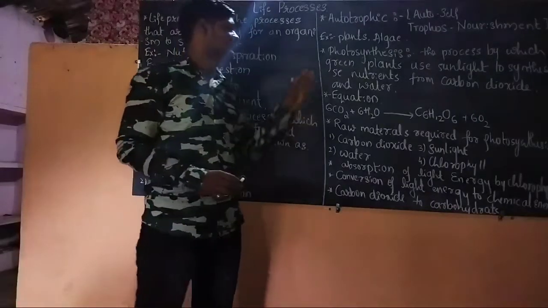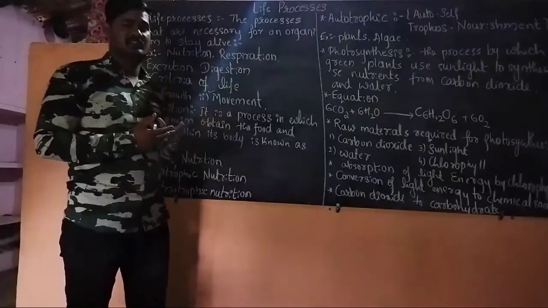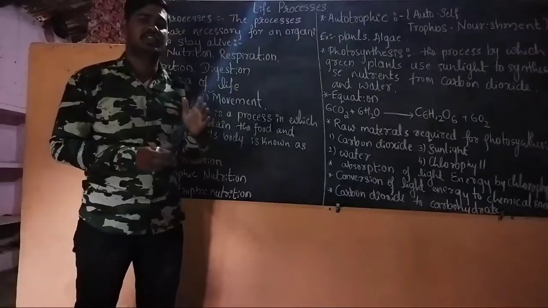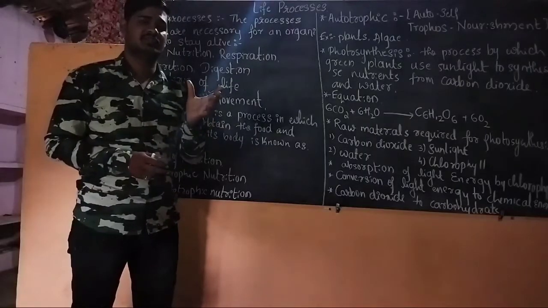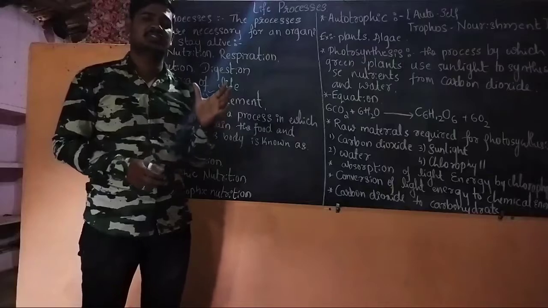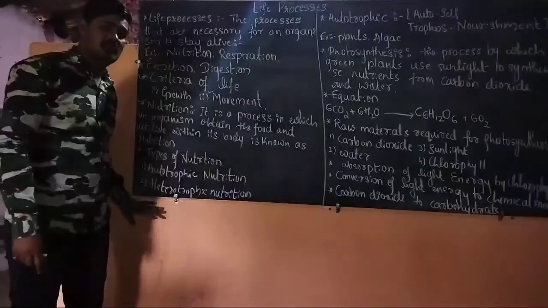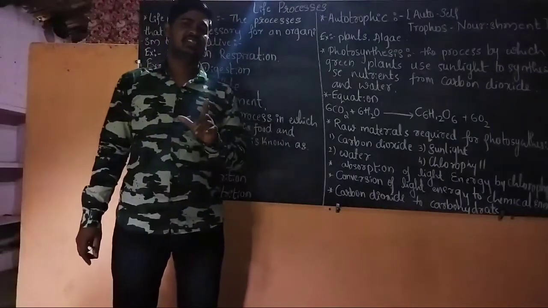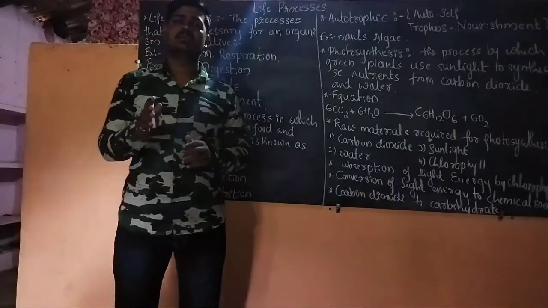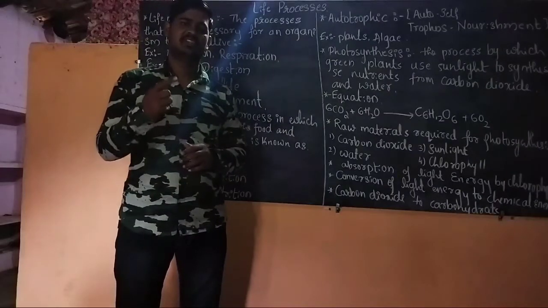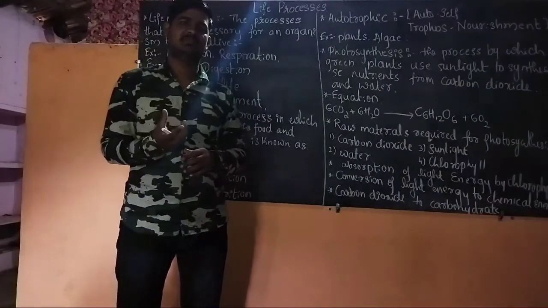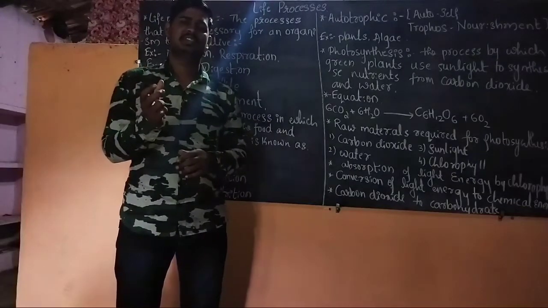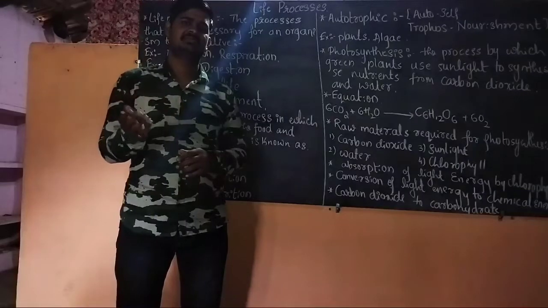Here comes the question of by which process the autotrophs prepare their own food, and why heterotrophic organisms are not able to prepare their own food. Heterotrophic nutrition is a kind of nutrition in which the organism is not able to prepare its own food and is dependent on other organisms for food. For this we can give the examples of human beings and animals.